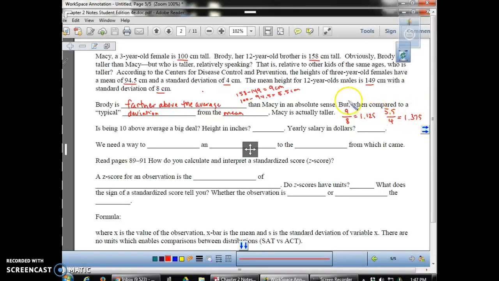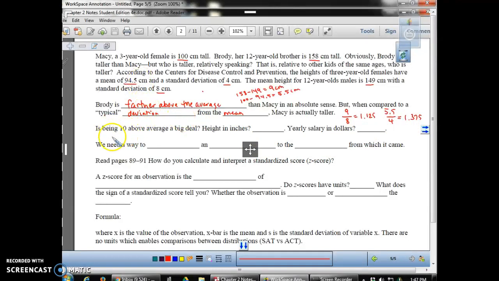So this is basically saying that Brody is 1.125 standard deviations above the mean. Macy is 1.375 standard deviations above the mean, meaning that truly Macy is taller relative to other 3-year-old females. So that's pretty much the premise for a z-score.